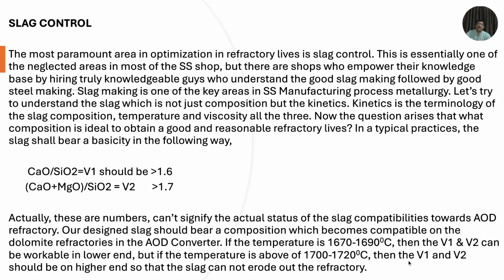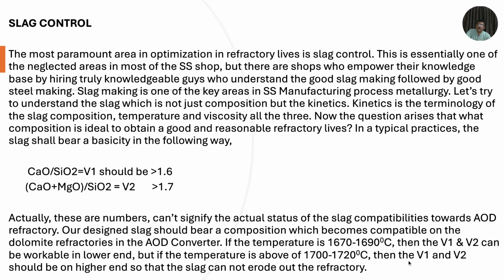Kinetics is the terminology of the slag composition, temperature and viscosity, all the three. Now the question arises: what composition is ideal to obtain good and reasonable refractory life? In typical practice, the slag shall bear a basicity in the following way. Calcium oxide to silicon dioxide ratio, which can be called V1, should be more than 1.6. Calcium oxide plus magnesium oxide in the numerator and silicon dioxide in the denominator, called V2, should be greater than 1.7.